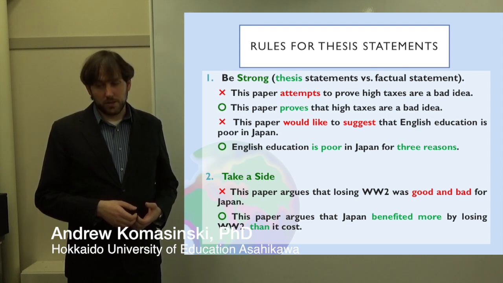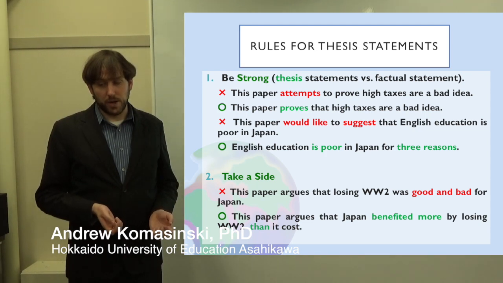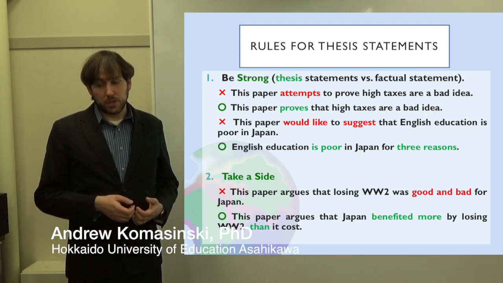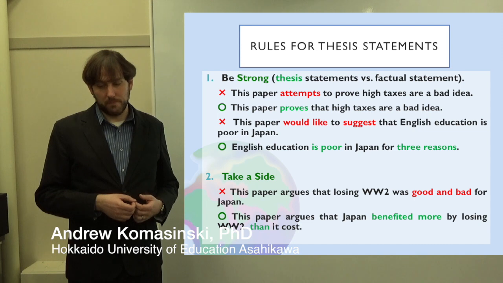It should be strong. Thesis statements are different than factual statements, so we don't want to say things like this paper attempts to prove high taxes are a bad idea. Instead, we would say this paper proves that high taxes are a bad idea. Again, this paper would like to suggest that English education is poor in Japan. Instead, English education is poor in Japan for 3 reasons. So we don't want to say things like would like to suggest. We want to just come straight out and say what we want to say.